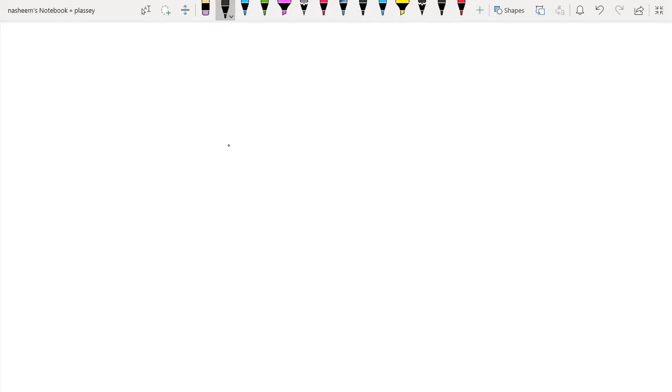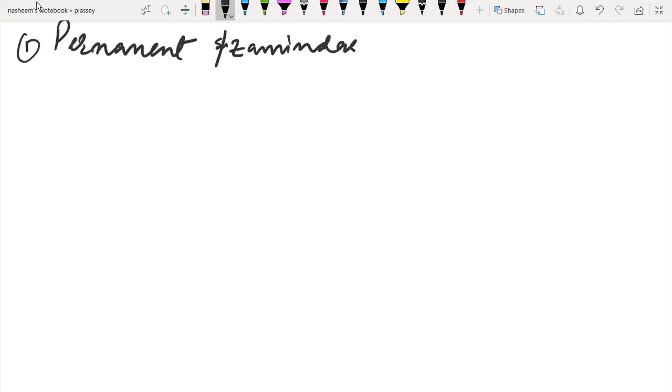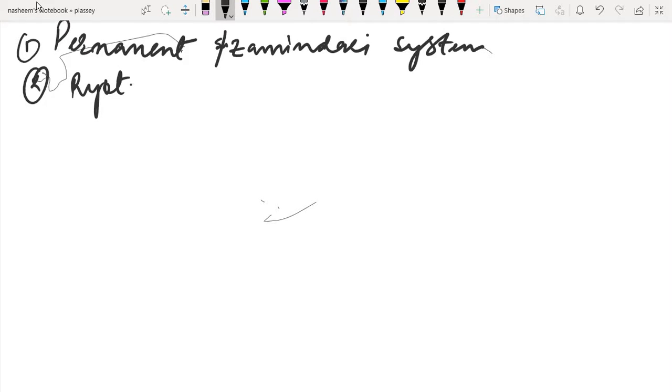So regarding the land reforms, some of the things have to be clarified. As you have seen, there were various land reforms. To start with, we had a permanent settlement act or a zamindari system. Then we had the rayatwari system, and then we had the mahalwari system. Each of these had a specific area across India.